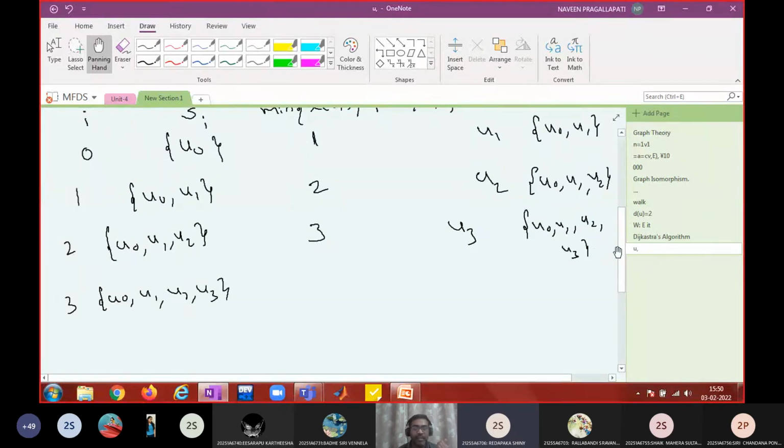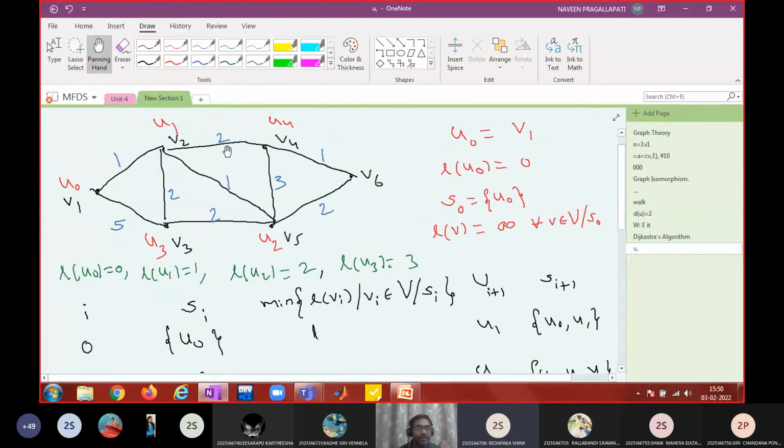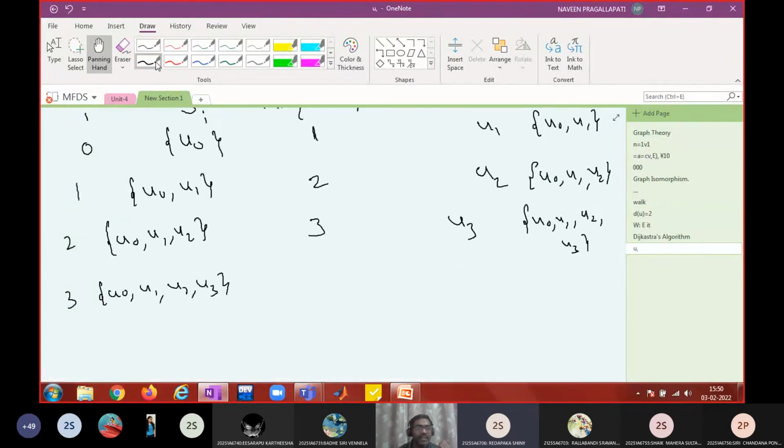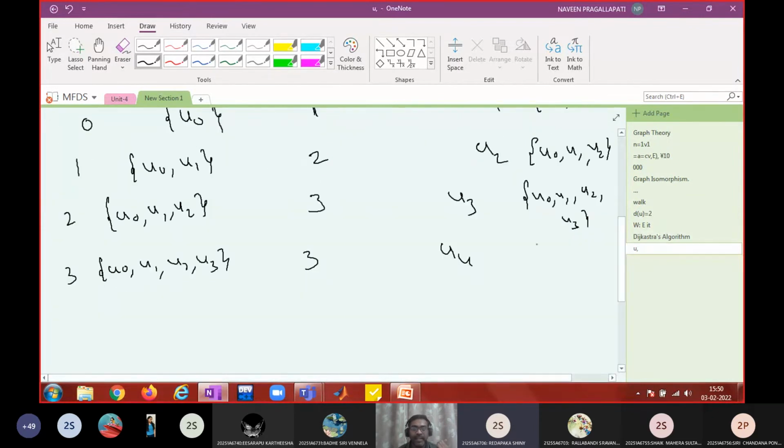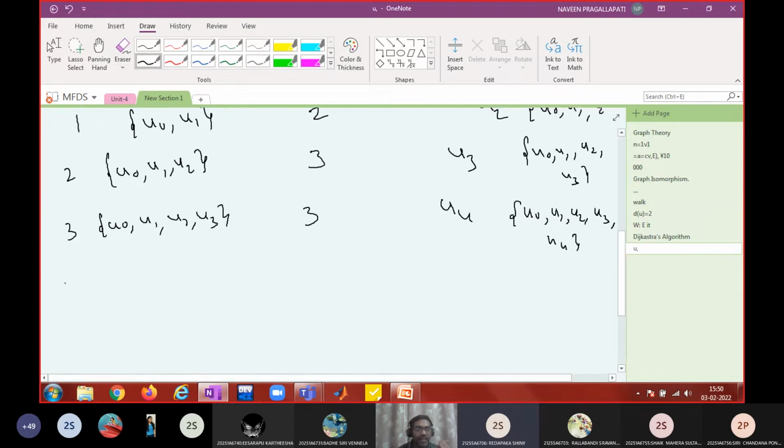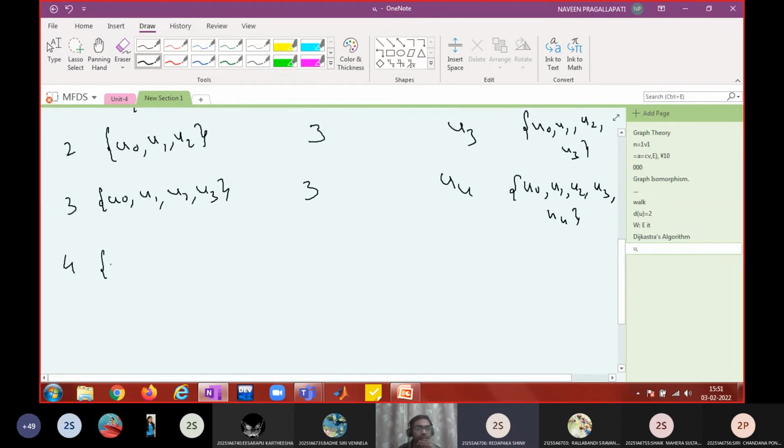What is U4? Again, its distance is 3: 2 plus the length of U1. So this is also 3. So my next vertex is U4, which is nothing but the vertex V4. So my new set is U0, U1, U2, U3 and U4. Now iteration number 4, with U0, U1, U2, U3 and U4.